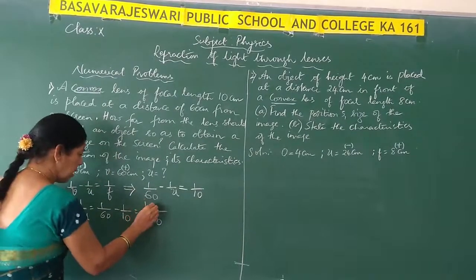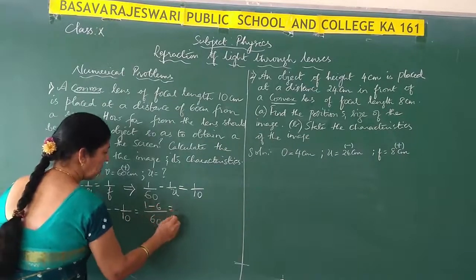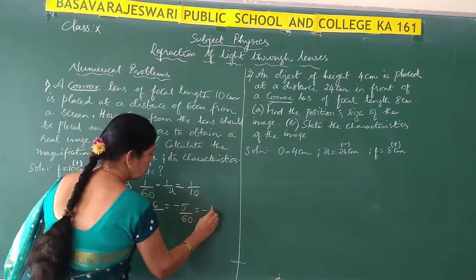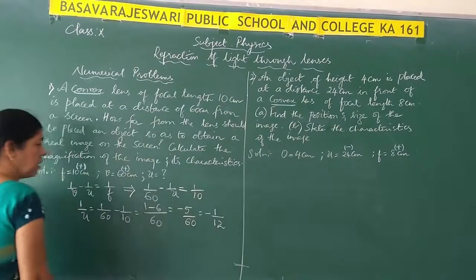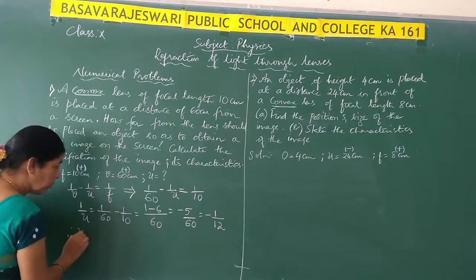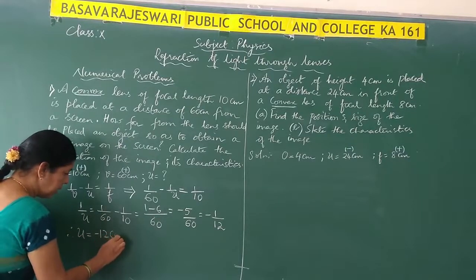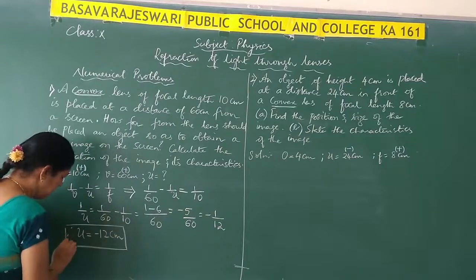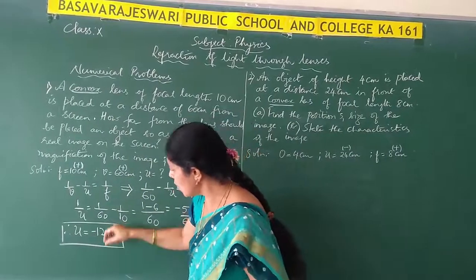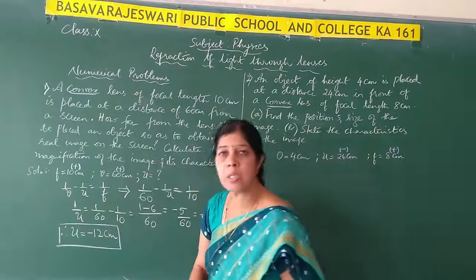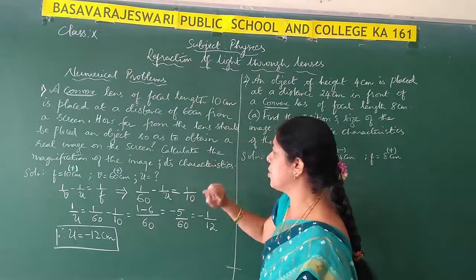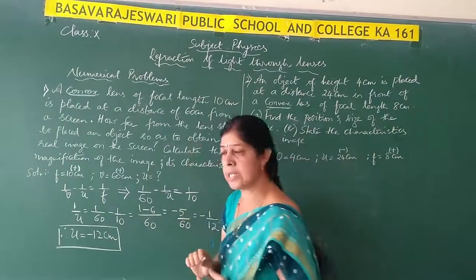It will be equal to 1 minus 6, that will be equal to minus 5 by 60, which will be equal to minus 1 by 12. Right? So 1 by u will be equal to minus 1 by 12. Therefore, u will be equal to minus 12 cm. And we know that for a convex lens, the object distance must be taken with the negative sign. Here, even in the answer you are getting minus 12 centimeter. So this is the solution for the first question. We have calculated the object distance in this case.